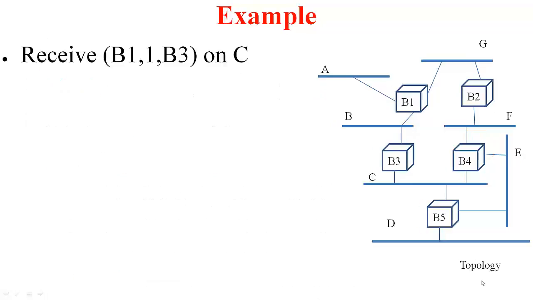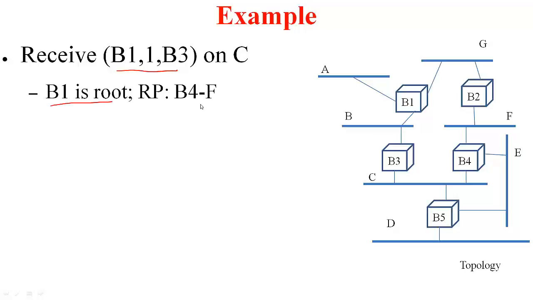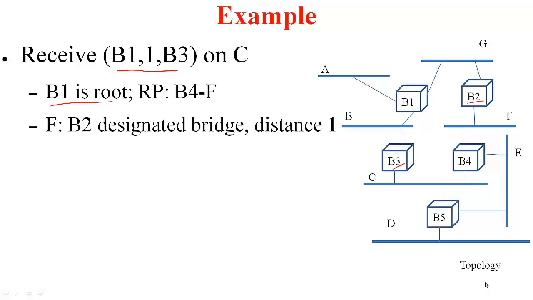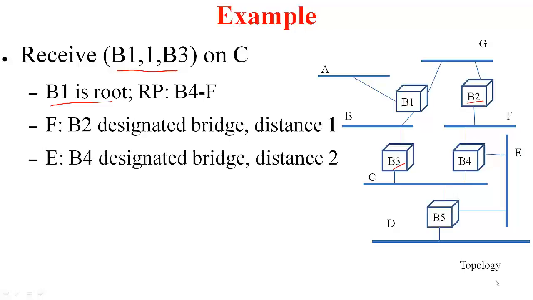We are still focusing on B4. Now suppose B4 were to receive this configuration message on C. As far as who the root bridge is, this doesn't change. B1 is still the root bridge, and the root port also doesn't change because B2 has a smaller ID than B3. As far as LAN segment F is considered, B2 is still the designated bridge at distance 1. As far as LAN segment E is concerned, it did not hear any configuration messages on that. So B4 is still the designated bridge for LAN segment E.